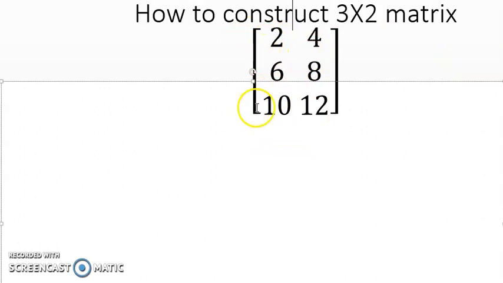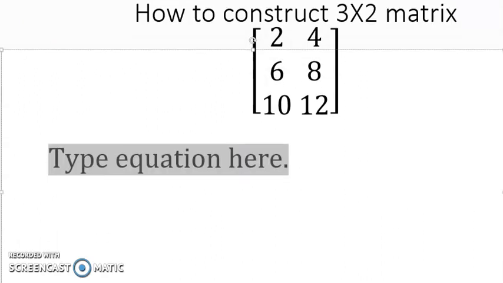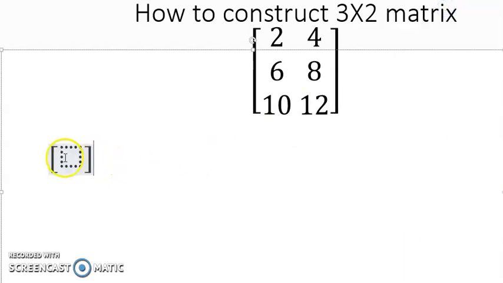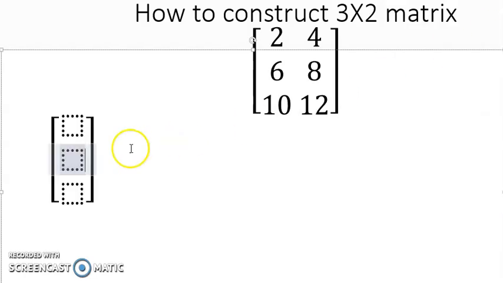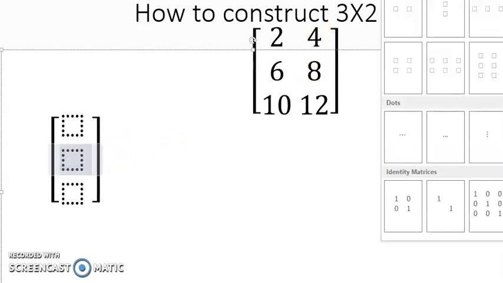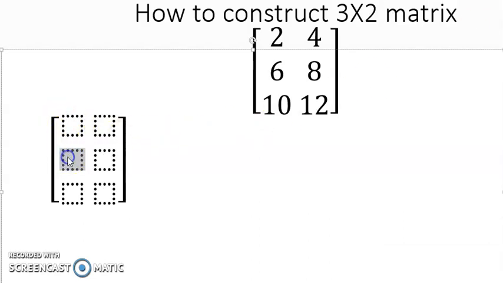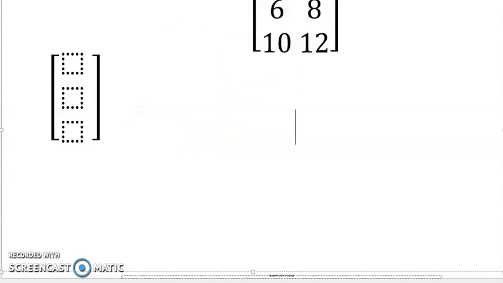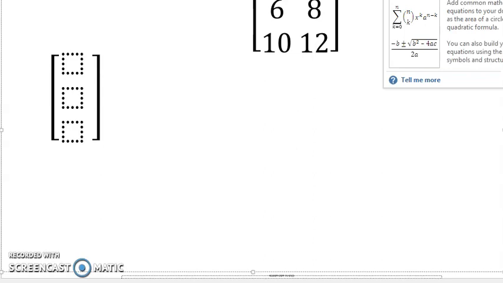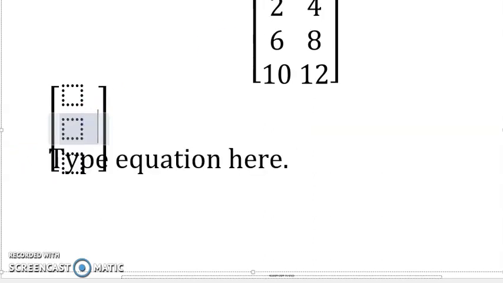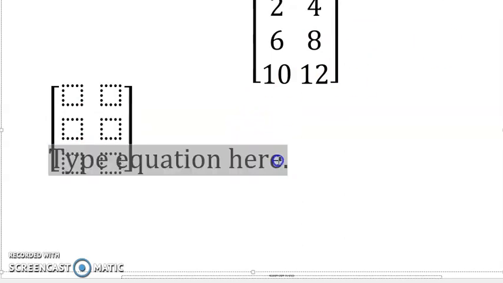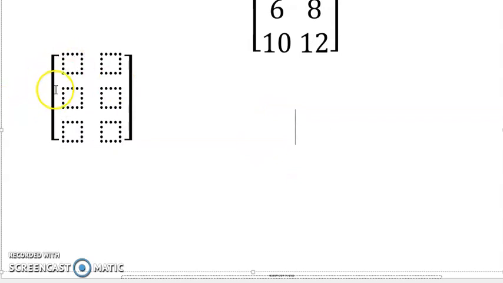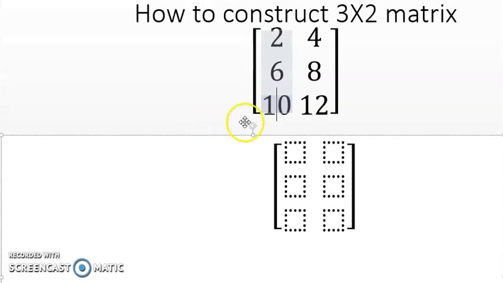So okay, now what does this mean? This 2, 4, 6, 8, 10, 12. Well, this means this word, okay.